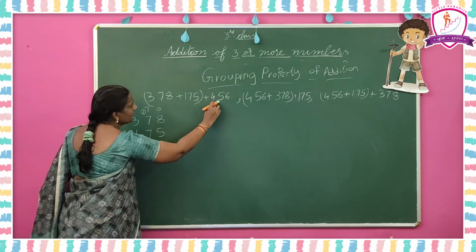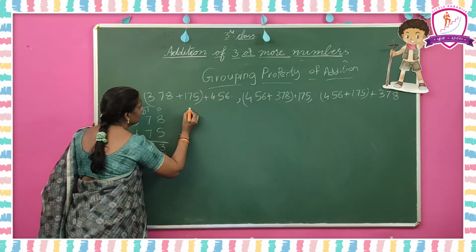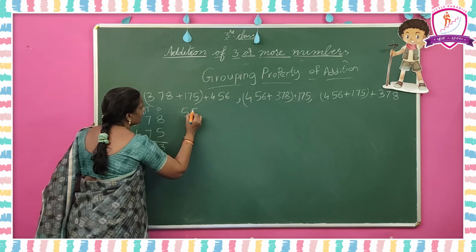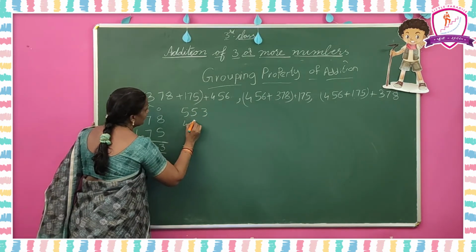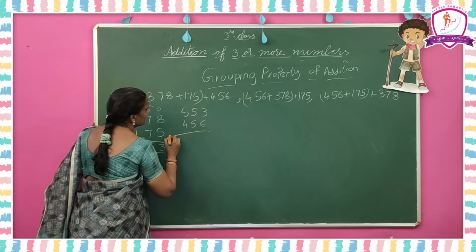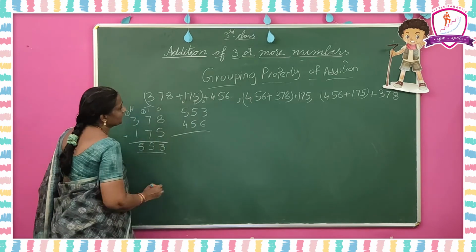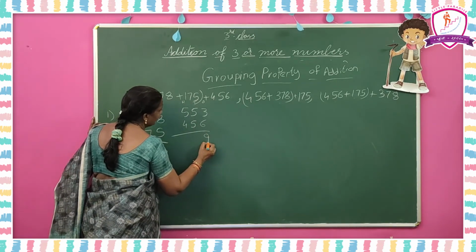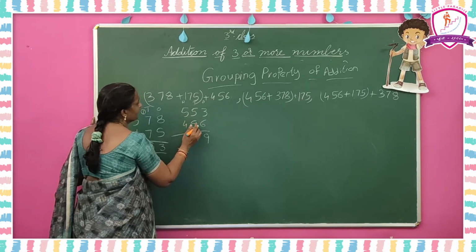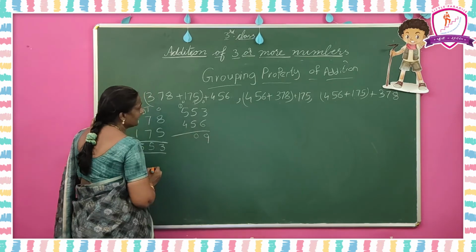Add 456 to this number. That means write the answer here, 553 and 456. Here ones place, tens place, hundreds place. Add the ones column. 3 plus 6 is 9. 5 plus 5 is 10. Take 1 as carry forward in the hundreds column, 0 under the tens column.